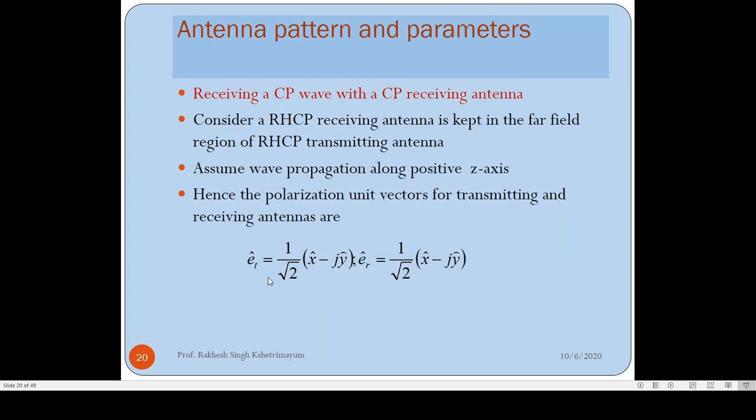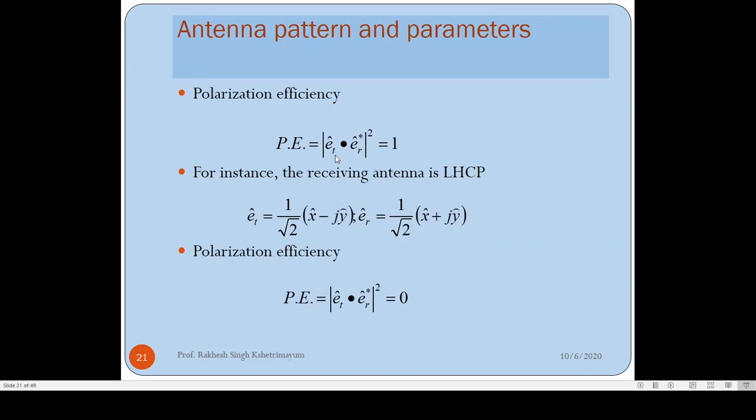So how do we define the polarization efficiency? It's basically the magnitude of e_t hat dot e_r hat complex conjugate, squared. So now in this case, when you find out, the polarization efficiency will turn out to be 1. So that means if you want to have proper communication, the circular polarized antenna at the transmitter and the receiving antenna should be of the same polarization.